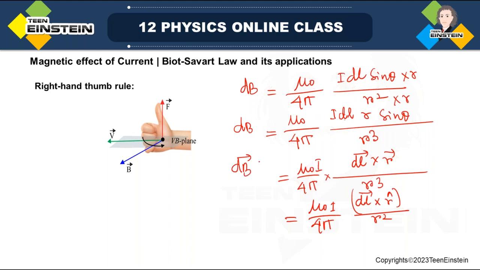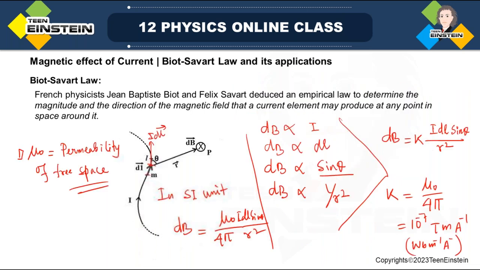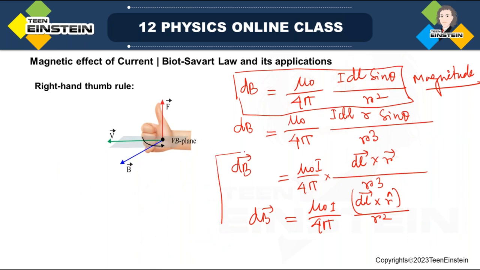See, ultimately we have got the magnitude, that is mu 0 I dl sine theta by R square. I'll just keep the main formula. This is the magnitude of the magnetic field produced by a current element. And this gives the direction. See, this gives both direction and magnitude. Both these forms will give you the direction also. So these two will give you the direction of the magnetic field produced at a particular point, also given by this formula: mu 0 I by 4 pi dl cross r by r cube.